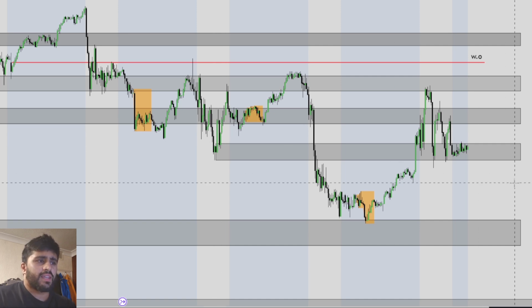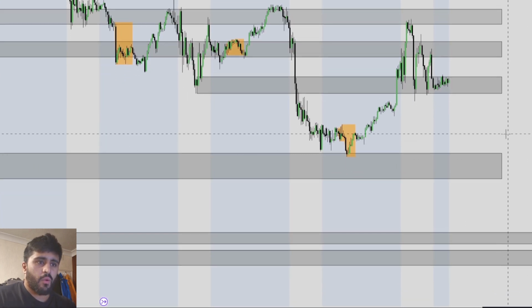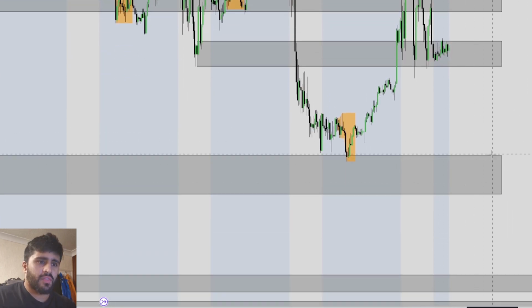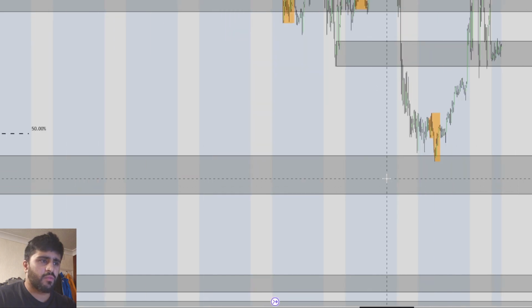So how do I form my key levels? So let's quickly break them down one at a time. So we're going to start from this level down here. So this is 67.75 to 67.55, around about this region. It's a bit of a wide region, and I'm going to explain how I got it.